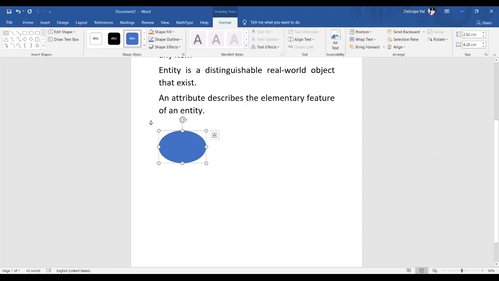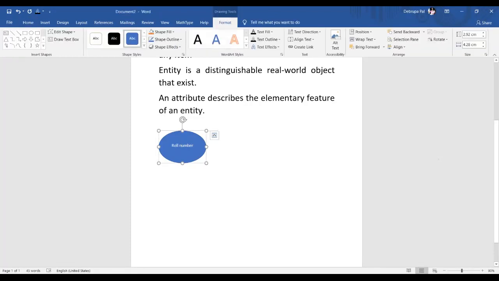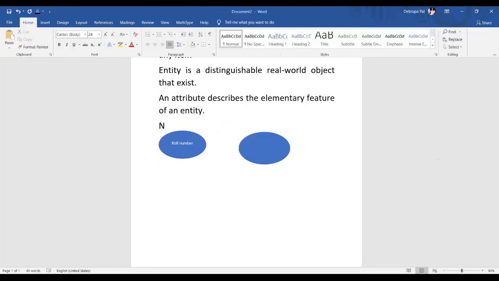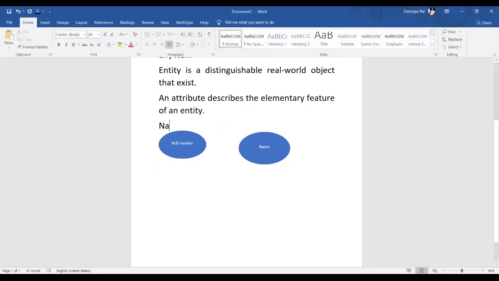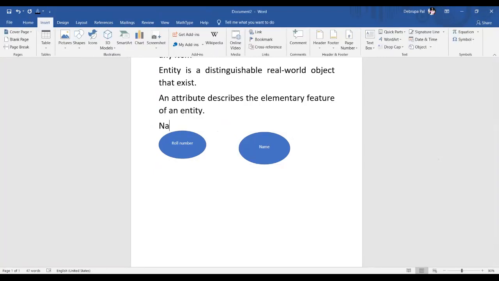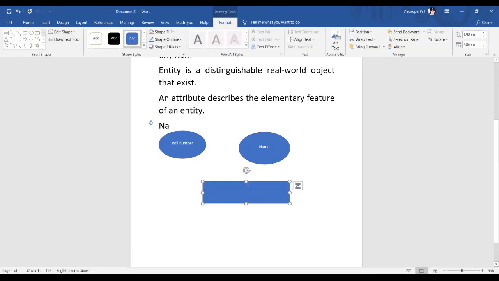Attribute means, suppose I write roll number. So this is one of the attributes. Then again, suppose I want to draw, I can write name. This is again an attribute.